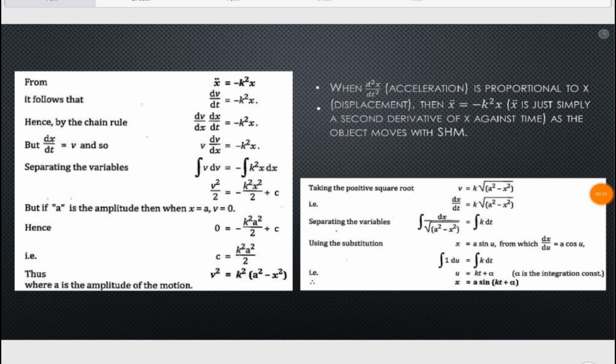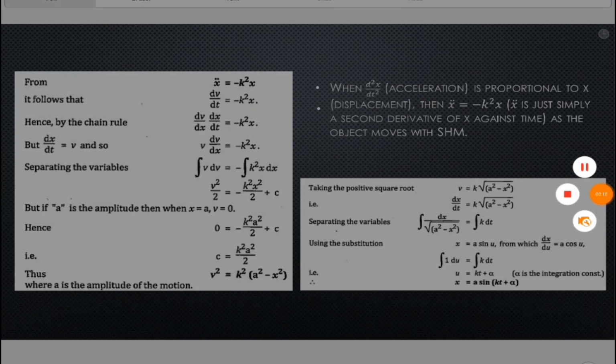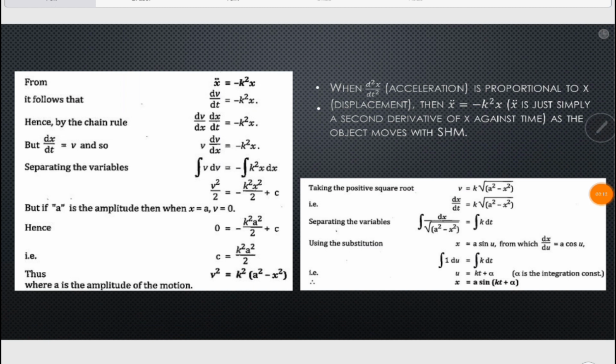Okay. Hi guys, today we'll be talking about simple harmonic motion in maths terms. So as you can see here, simple harmonic motion is when your acceleration is equivalent to negative k squared x. This is the identity that represents simple harmonic motion.